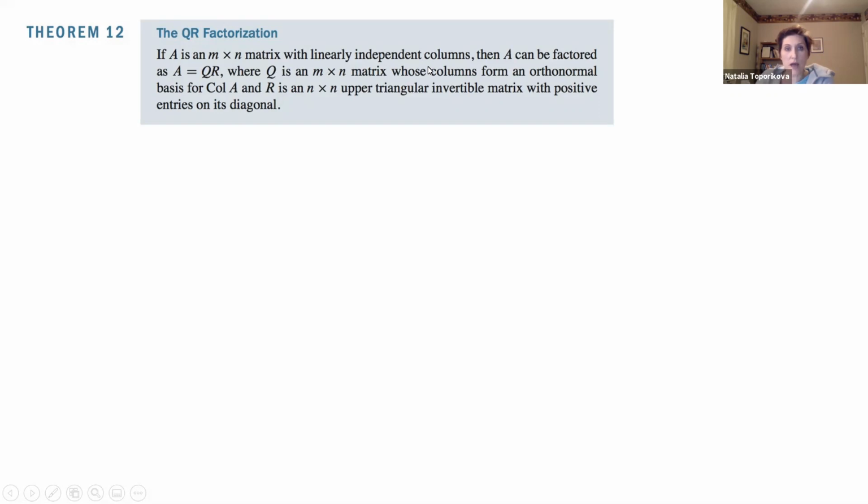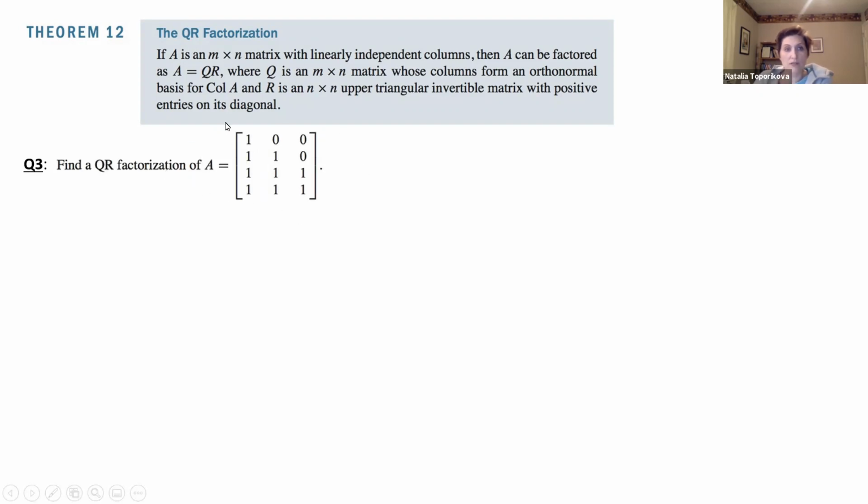Q is the matrix whose columns form an orthogonal basis for the column space of matrix A, and R is an upper triangular invertible matrix with positive entries on its diagonal. So again, one of them is a triangular matrix, which is very convenient, and the other contains an orthogonal basis of the space, so it's a very useful factorization. Let's try to factorize a matrix.